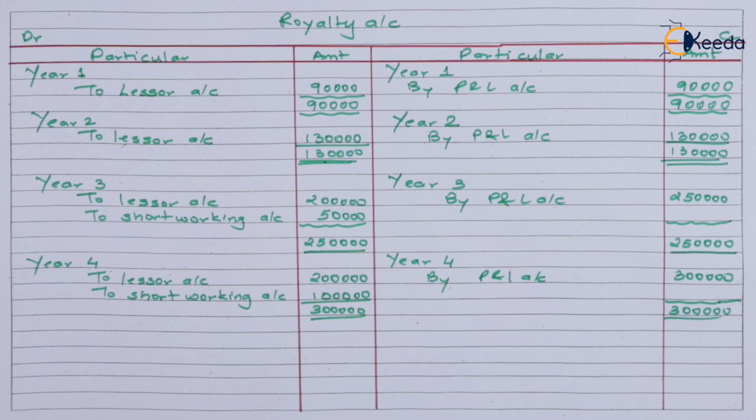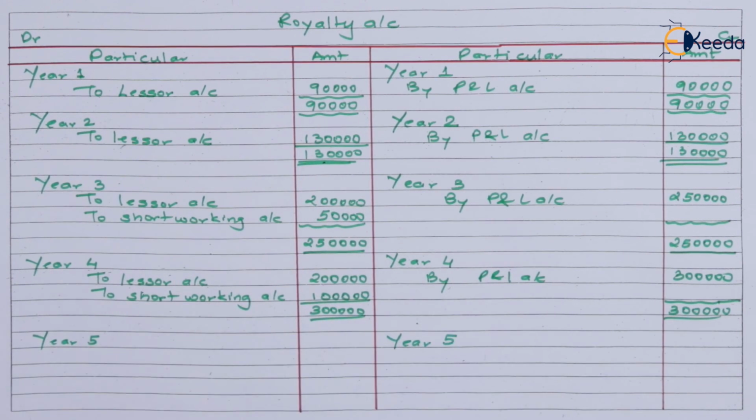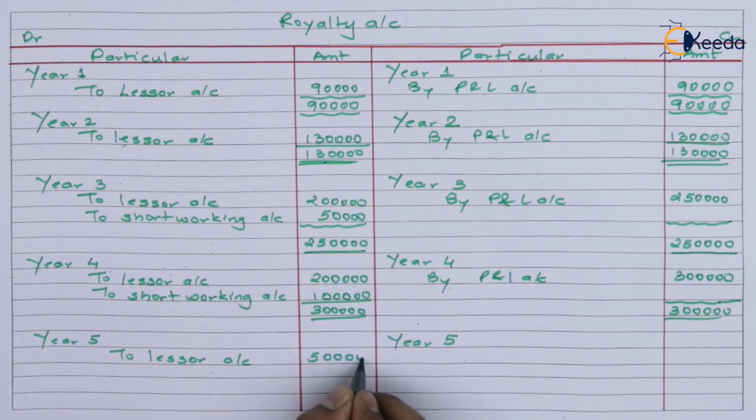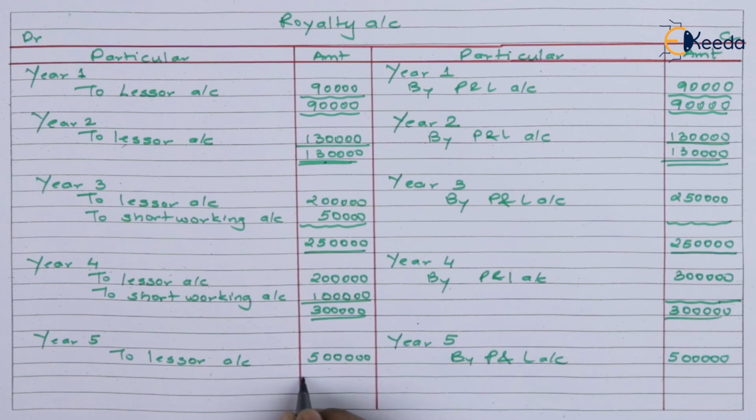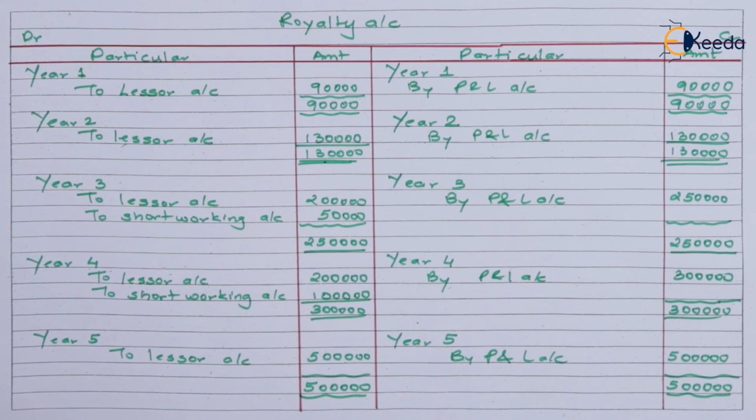That is the last year. So for year 5 also we have mentioned the amount, that is to lessor account 5 lakhs and by profit and loss account 5 lakh. So with this we have completed all the 3 ledger accounts that are required for this illustration. And I hope with all these 3 ledger accounts you are able to understand how the journal entries are taken and how they are transferred in here with the explanation that has been given on this specific problem.